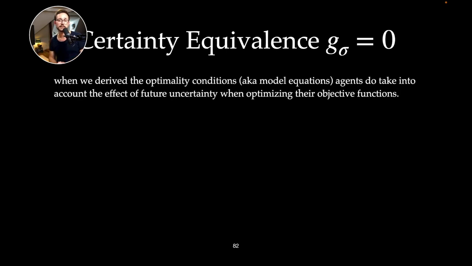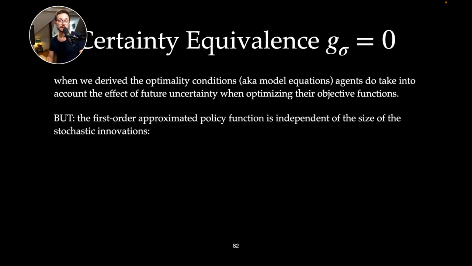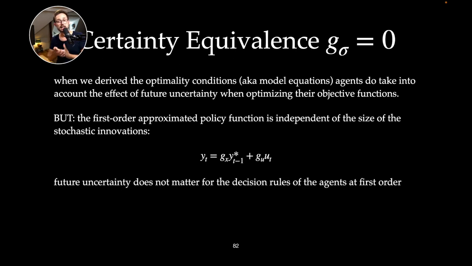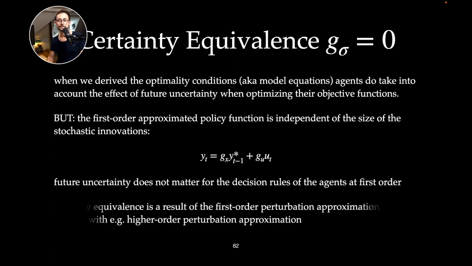So even though when you set up your model equations, the agents do take into account that there are stochastics in the model, they know the invariant distribution, at first order, when we solve the model or when we approximate the policy function with a first-order perturbation technique, we see that the actual policy function that we get is independent of the size of the covariance matrix of my stochastic innovations, independent of the size of uncertainty in the model. So in a sense, future uncertainty does not matter for the decision rules of the agents at first order. Whether the world is extremely uncertain or just slightly uncertain, they do not care when we solve this at first order, which for many current research questions is not a good idea. But very importantly, certainty equivalence is a result of a first order perturbation approximation, and we will see how we can break with this using higher order perturbation approximation techniques.